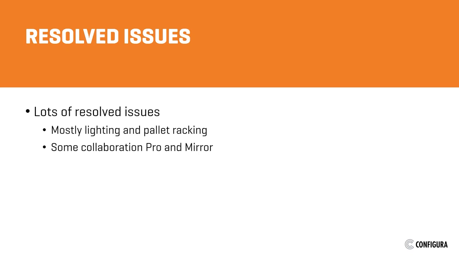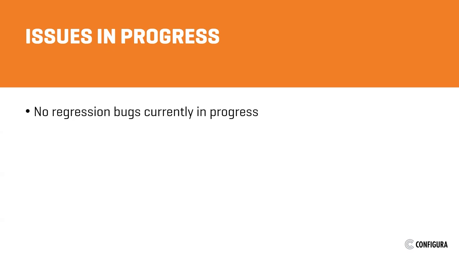We actually have a lot of resolved issues, not actually from our RRT, but from the project teams that had regression. So most of our fixes are in lighting or palette racking, with a few scattered in Collab Pro and Mirror. Like I said, not anything that RRT has done, but mostly just project team stuff. And then we can move on to issues in progress.